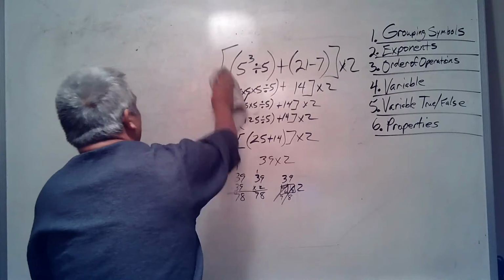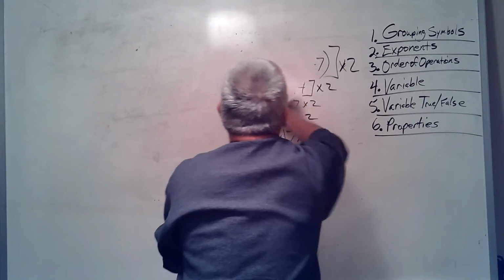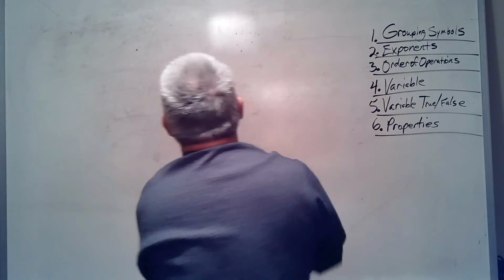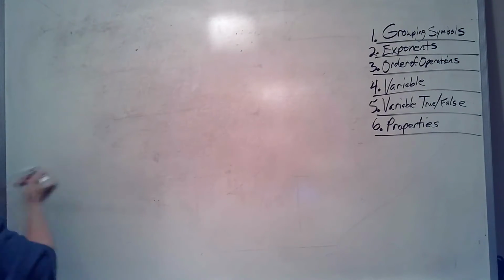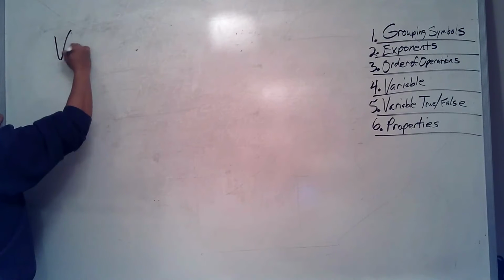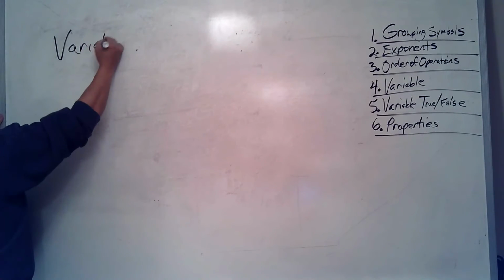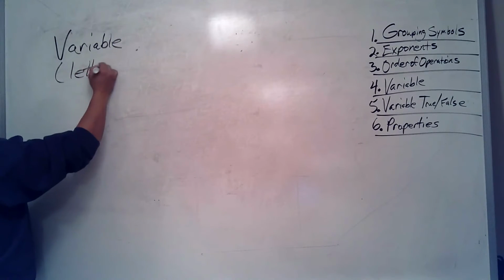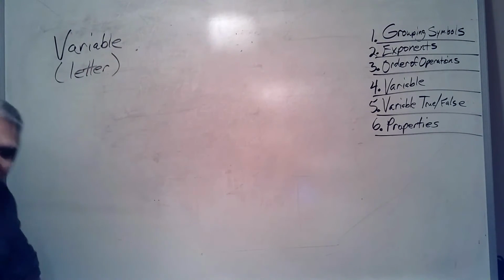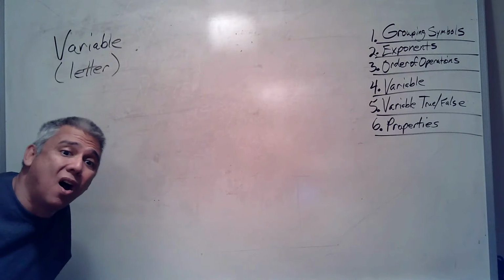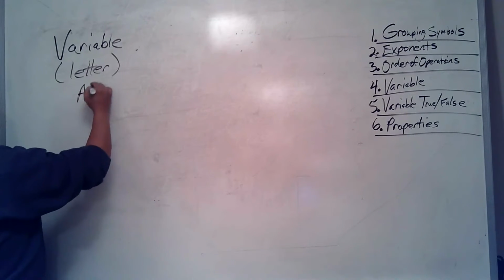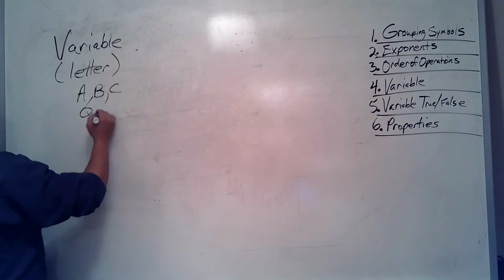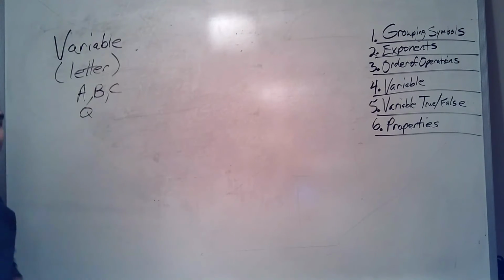Variable. Now, after I'm done beating you up with order of operations, I'm going to give you some easy stuff. Because now we're going to talk about variable. And what did I say I want you to think about when you hear the word variable? I want you to think of a letter. Does it matter what letter? No! You could use A, you could use B, you could use C, you could use Q. I don't care. Pick any letter that you want.